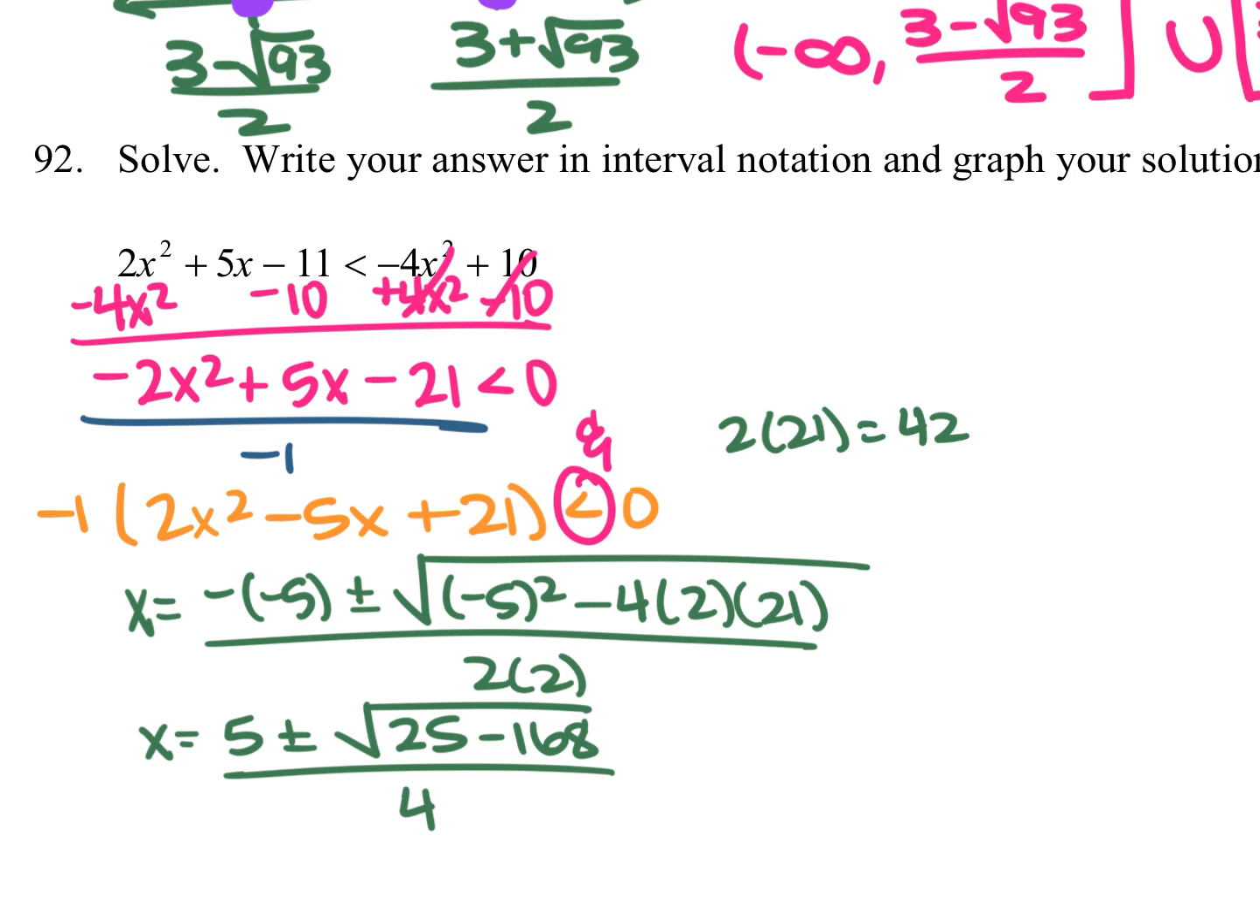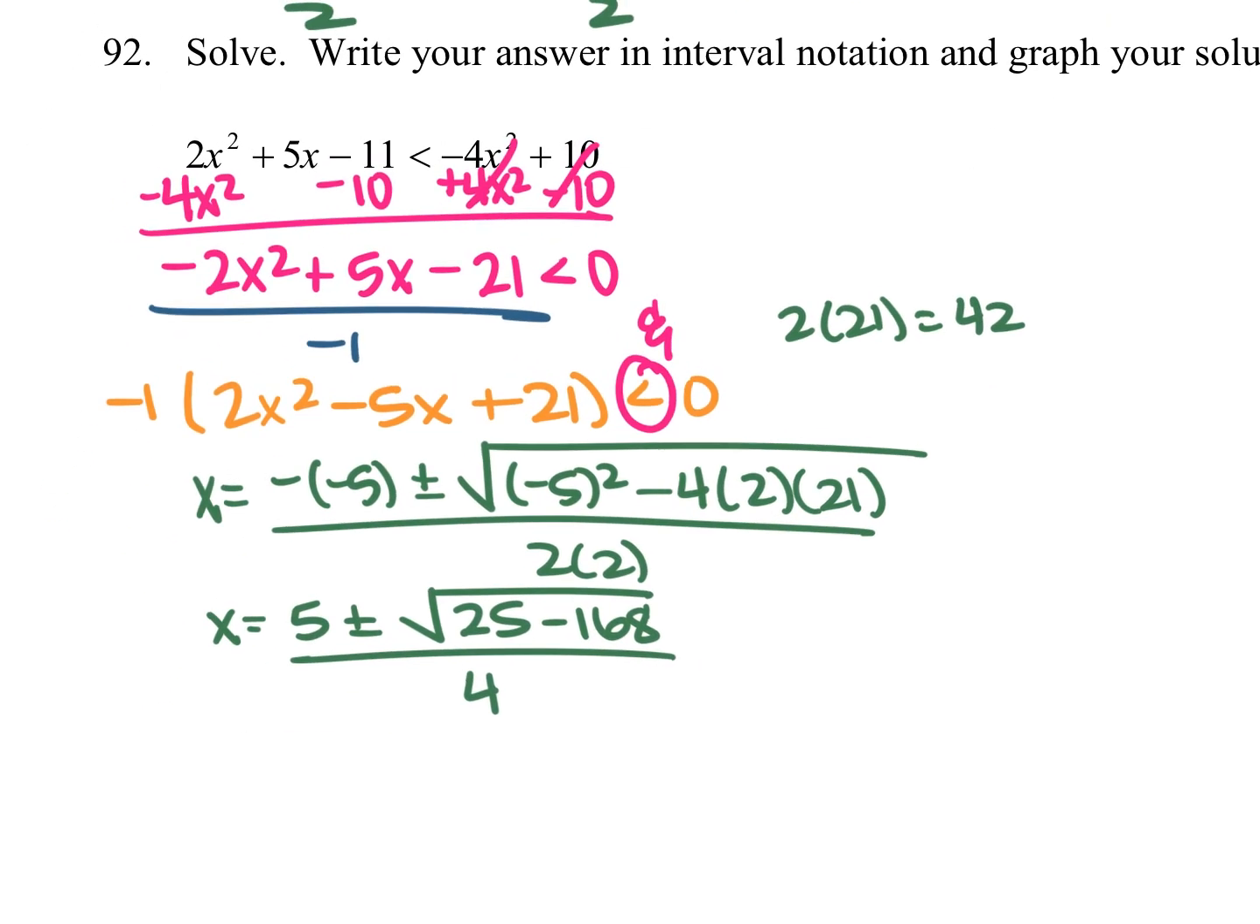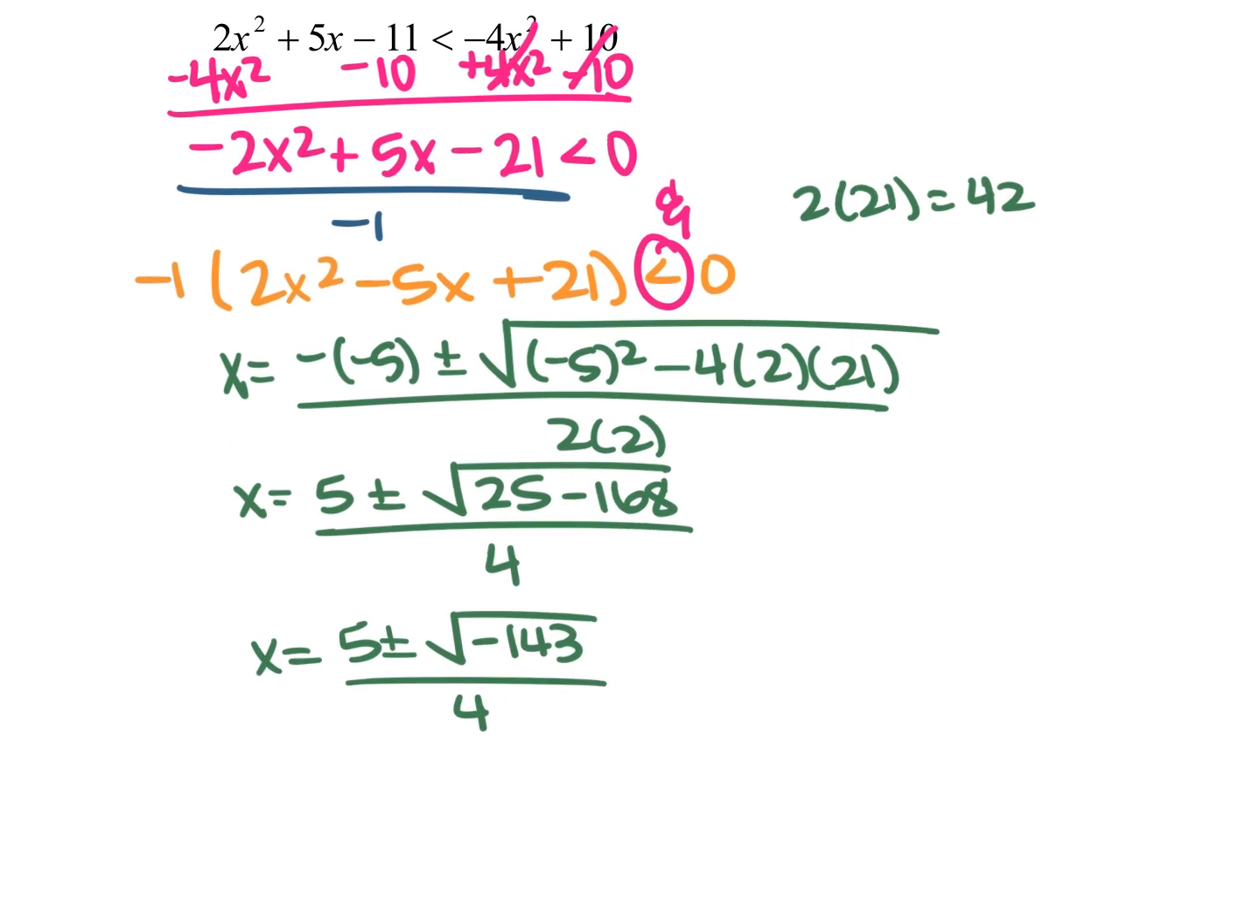From here, we're going to subtract underneath the radical. So that gives us x is equal to 5 plus or minus the square root of -143 all over 4. That negative has to come out, turns into an i. So that's x is equal to 5 plus or minus i square root 143 over 4.